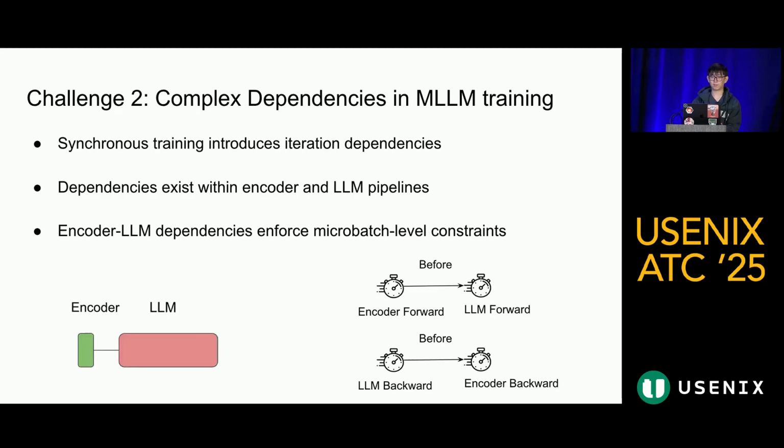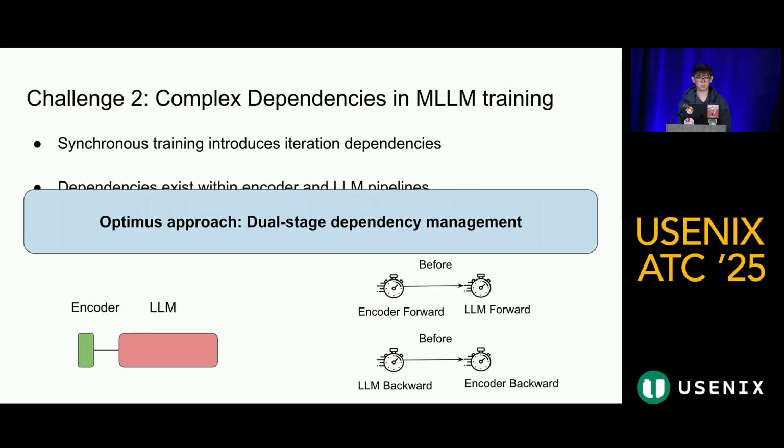The last one is the most complex one. Because we have two parts, the encoder and the LLM, there is a microbatch-level dependency between the encoder and LLM. For the forward pass, the encoder needs to first finish the calculation before the LLM can move forward. And in the backward pass, the LLM needs to first finish the gradient computation before the encoder can continue computing.